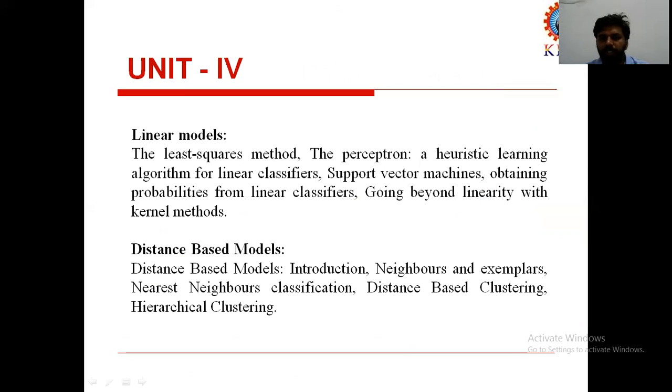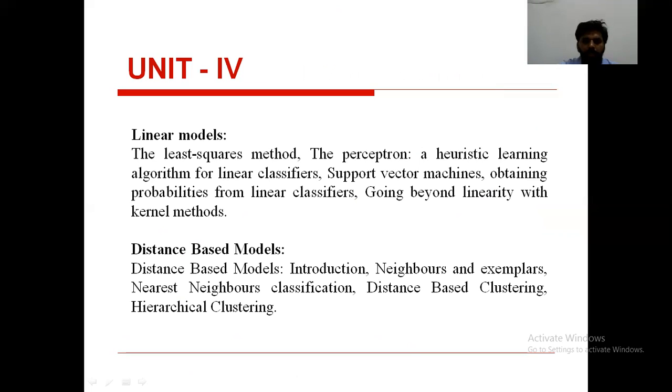See, this is the syllabus under linear models. Least square methods, heuristic learning algorithm, support vector machines, kernel methods, etc. I'm going to explain in this chapter. See, unit 4 has two chapters. One is linear models and another one is distance based models.